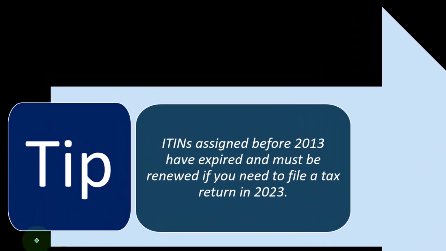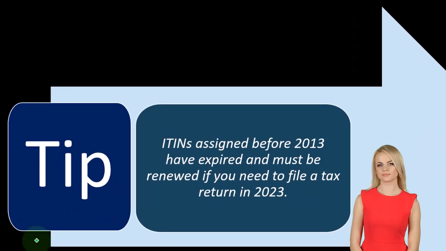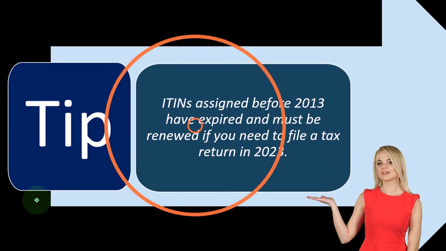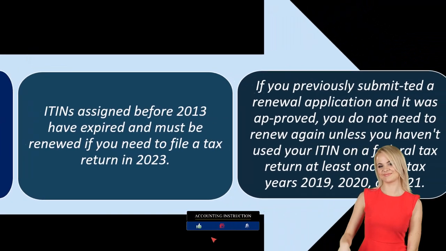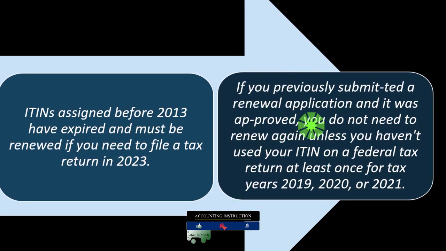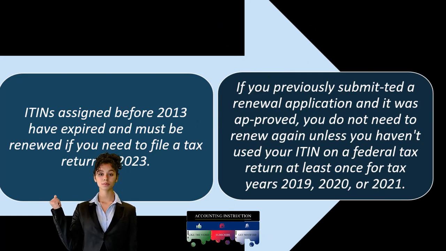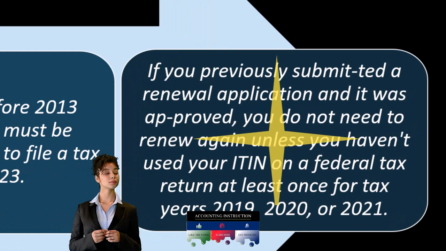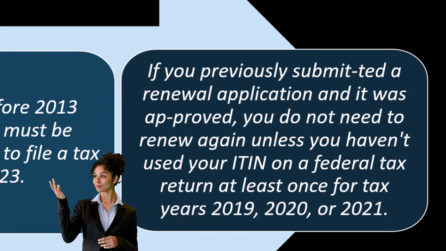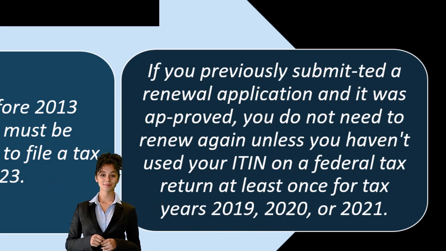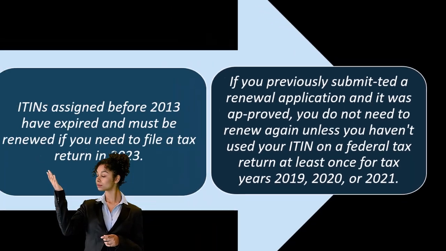irs.gov/ITIN. Tip: ITINs assigned before 2013 have expired and must be renewed if you need to file a tax return in 2023. So you're going to want to do that. If you previously submitted a renewal application and it was approved, you do not need to renew again unless you haven't used your ITIN on a federal tax return at least once for tax years 2019, 2020, 2021, because hopefully that'll give the IRS the information on who you are, and they can keep going forward from that point.